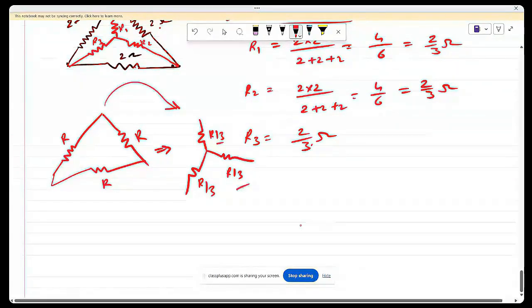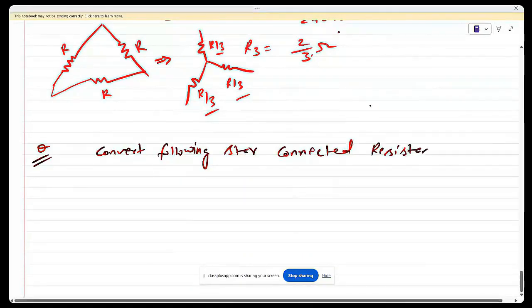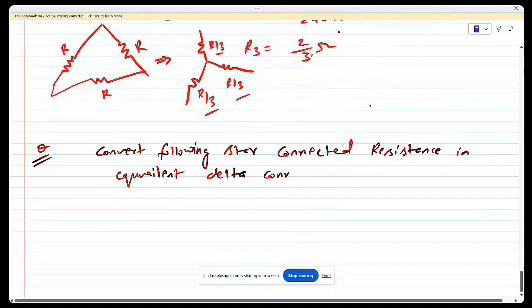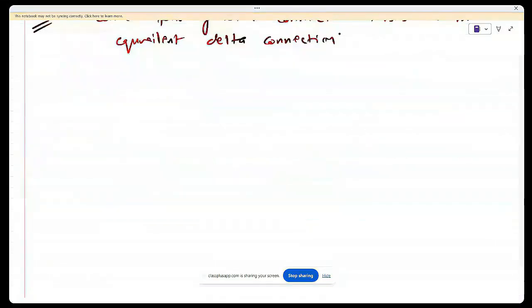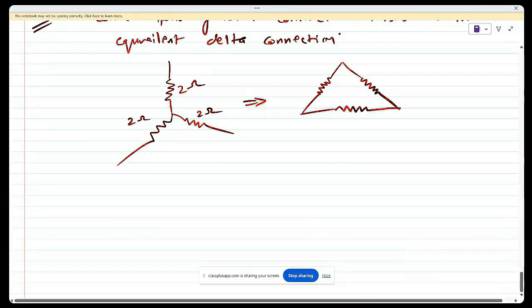And otherwise I can say, if some resistances are connected, let's say I am giving you a question: convert the following star connected resistance into an equivalent delta connection. So what is given? Let's say a star connection is given. Let's say this is 2 ohm, 2 ohm and 2 ohm. You have to find its delta equivalent. You have to calculate this and this. Let's say it is R1, R2, R3.